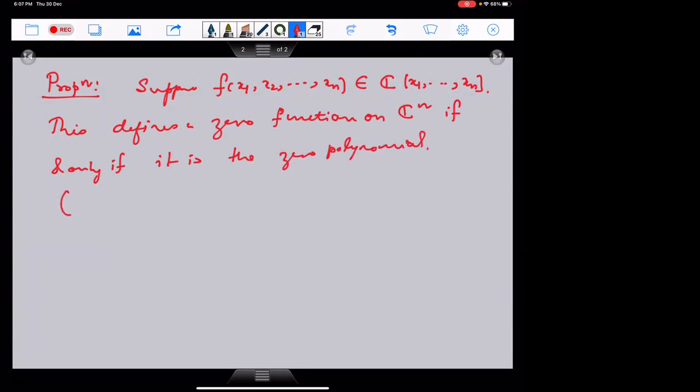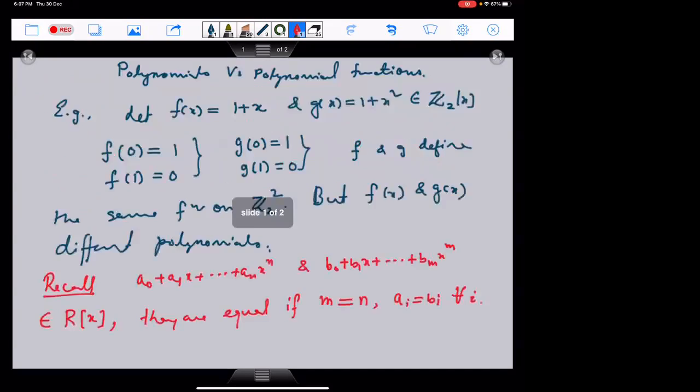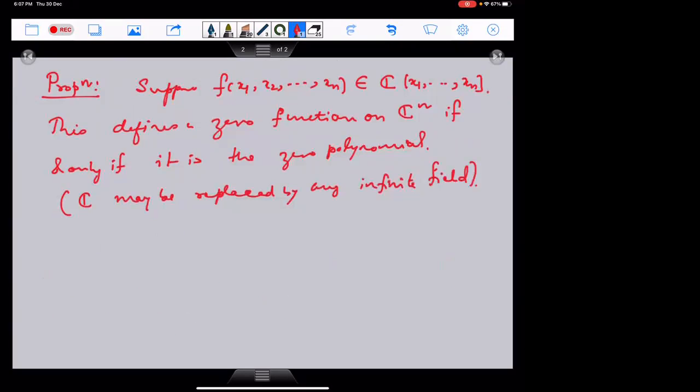And C may be replaced by any infinite field. The example which we saw here is over the finite field Z2, and here I am taking C, and my statement is that even if you replace C by F, where F is an infinite field, then this is true. For example, the algebraic closure of Z2 is infinite, so the statement is true over that also. All right, so maybe quickly I'll try to give a proof.